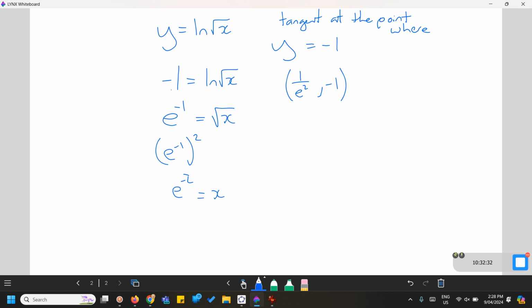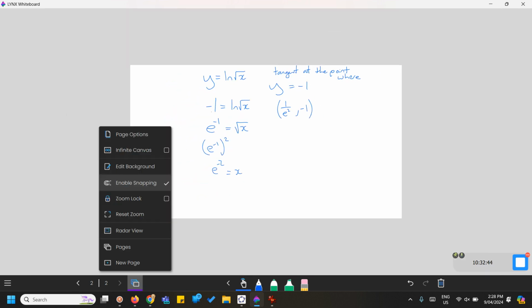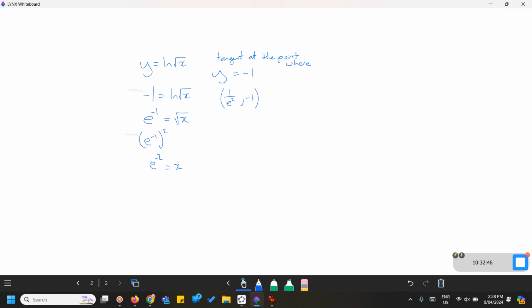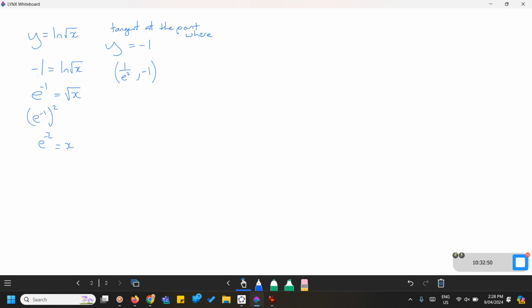Now we need to work out what the slope is at that x value, so we need to find the derivative. I'll make a little bit more room. It's gone back to infinite canvas again, that's probably going to happen every time. So now let's find the derivative.